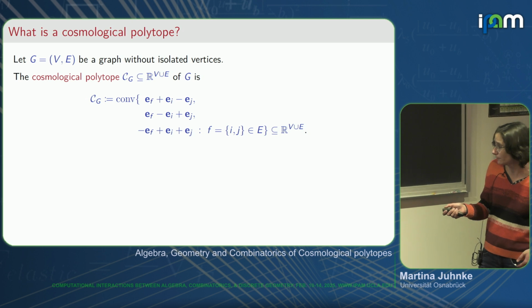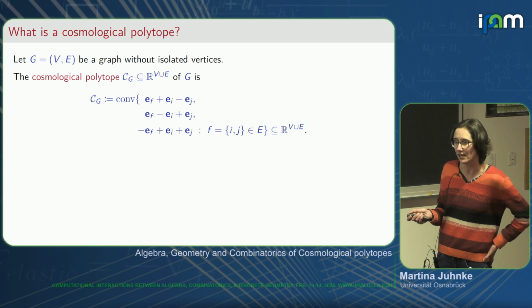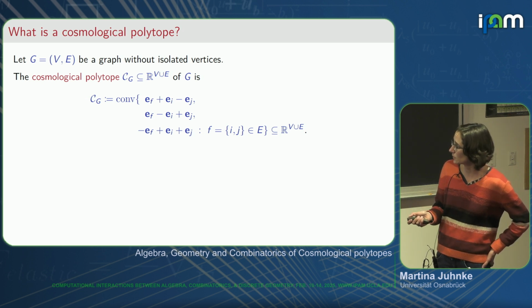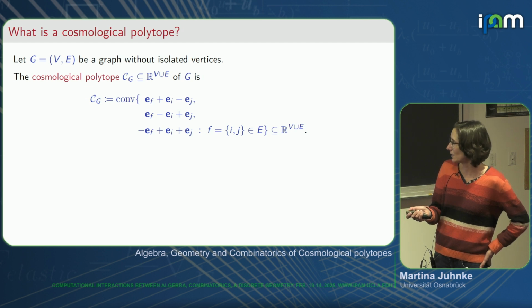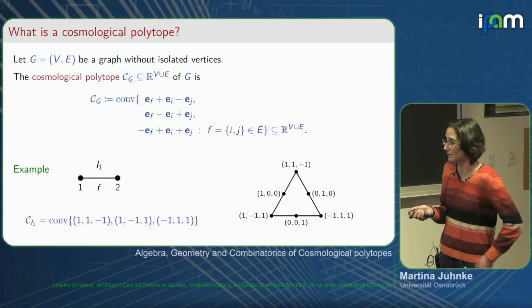So what are you going to do? You take an edge of your graph, let's say F from I to J, and then you associate 3 lattice points to this edge. The way you are going to do this is as follows. We have one coordinate for F, which corresponds to the unit vector corresponding to F. We have one coordinate for the vertex I, and we have one coordinate for the vertex J. And then you take these 3 unit vectors and you place exactly one minus 1 in front, and you take a plus for the other ones. So let's look at an example to see what's happening.